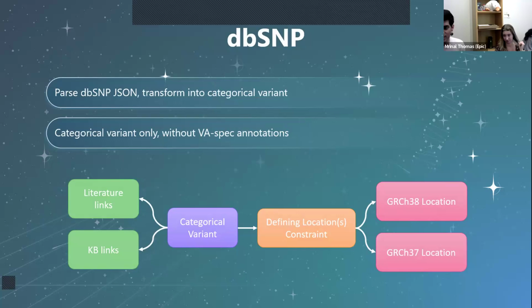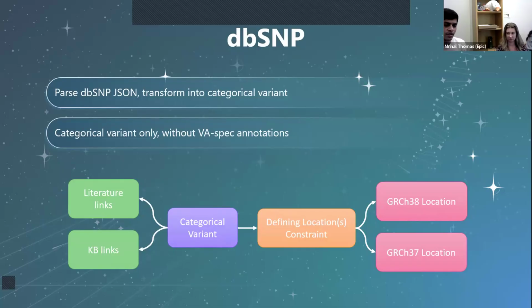And then dbSNP, similar story to Nomad. We parse the raw dbSNP JSON and transform it into GKS data structures. dbSNP doesn't really offer structured knowledge per se, so we only use VRS and Cat-VRS for dbSNP. And there are a couple of things that didn't fit perfectly into the GKS standards. So we can go into more details about that if you are interested and you have time.